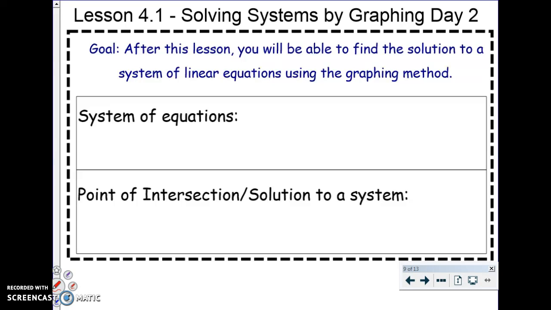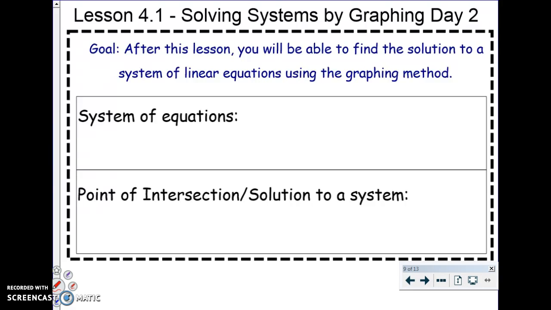We already reviewed what a system is, and we learned a little bit about how to find the answer. We're going to continue building our steps so that we can do the whole solution on our own. But after this lesson, you should be able to find the solution to a system of linear equations by graphing them using the graphing method.